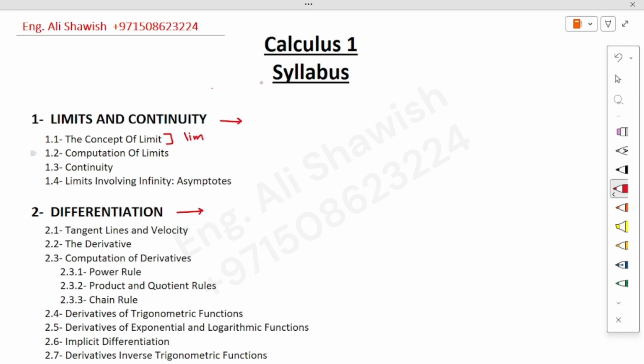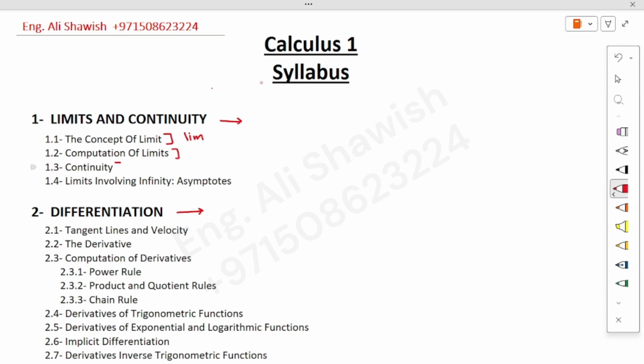Then we will move to the second lesson, which is computation of limits. This is the core lesson of this unit. We will solve many problems that contain limits. We will find the limits for many functions that we have studied before. For example, you will find the limit for a rational function, or the limits for the trigonometric functions and all the functions that you have studied before.